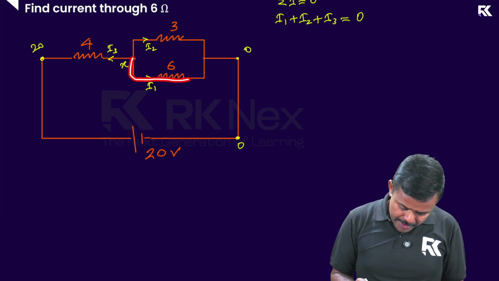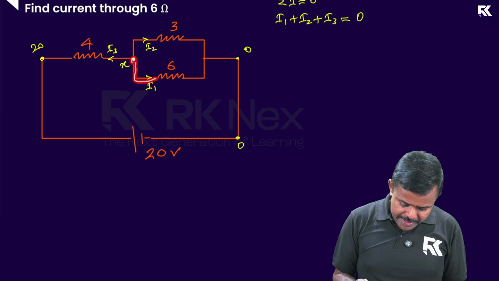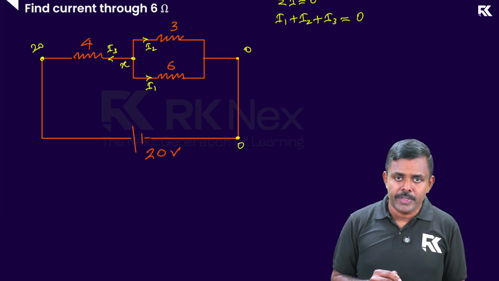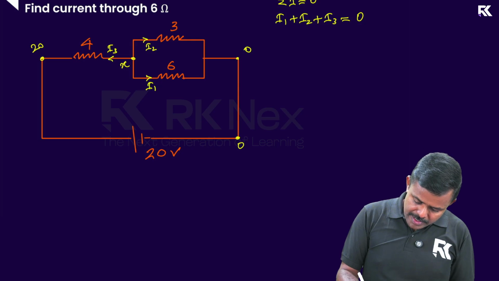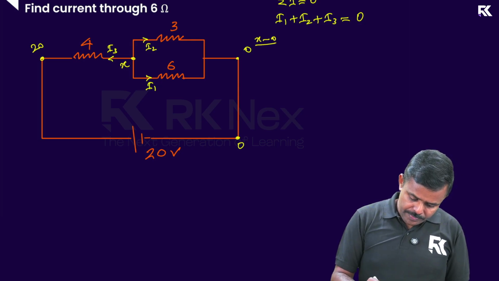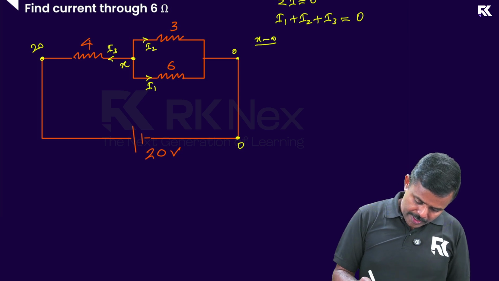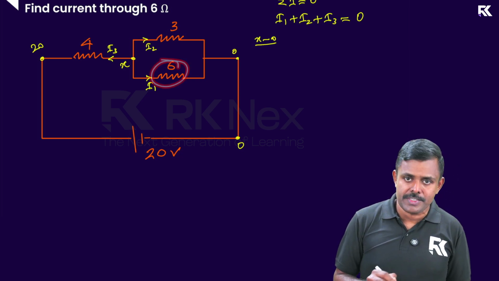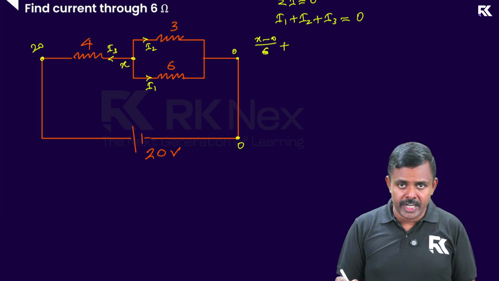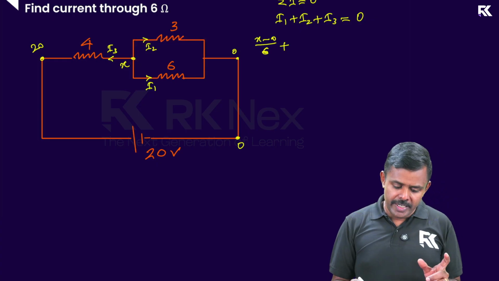What is the potential difference across this resistor? The left end is connected at X. Right end of this is connected at 0. So the potential difference is X minus 0, divided by the resistance along this path, which is 6. X minus 0 divided by 6 plus. I'm not done yet. Second one, for I2, how to find I2?